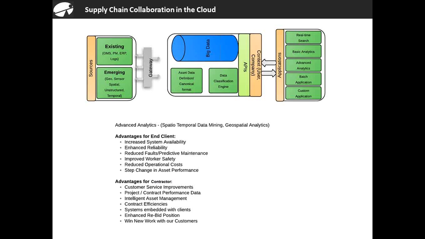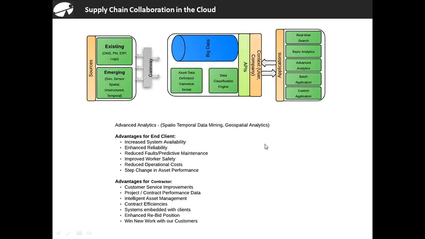So once this information is in our big data environment, we expose it using our asset information API, which can then be used to perform real-time searches, to do analytics, advanced and basic, and to integrate with CMMS systems or other handover systems.